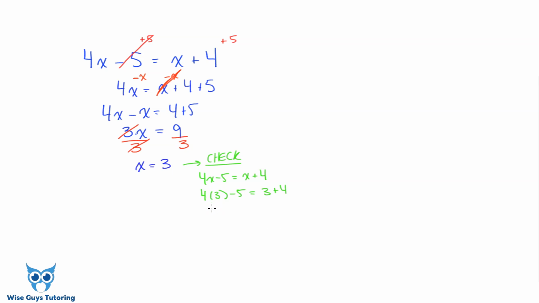So here we go. 4 times 3, that's 12 minus 5. Here you have 3 plus 4, that's 7. So 7 equals 7. You're in heaven. There's your answer. Boom. So that's it. That's how you do these 3 steps. They call it a 3-step because your first step is trying to get the constants on one side and the x's on the other. And then what you're left with is just this one step of multiplying or dividing.